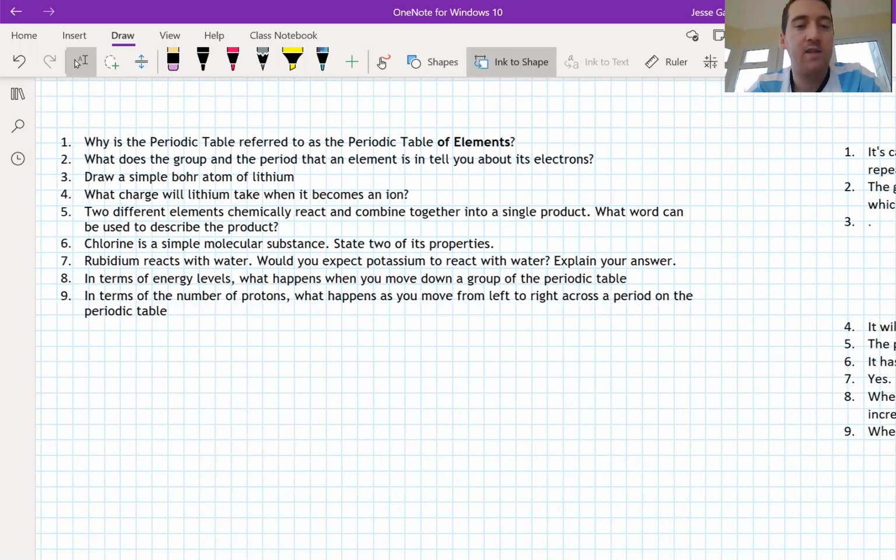Number 6, chlorine is a simple molecular substance. State 2 of its properties. So a simple molecular substance. So we previously learned about the properties of ionic substances and covalent substances. So a simple molecular substance like chlorine is a covalent substance. Okay, so it's covalent. Now, if you didn't know the answer to that and you didn't know it was covalent and now you do, maybe you can remember now properties of covalent substances. Then you can pause the video and write that down.